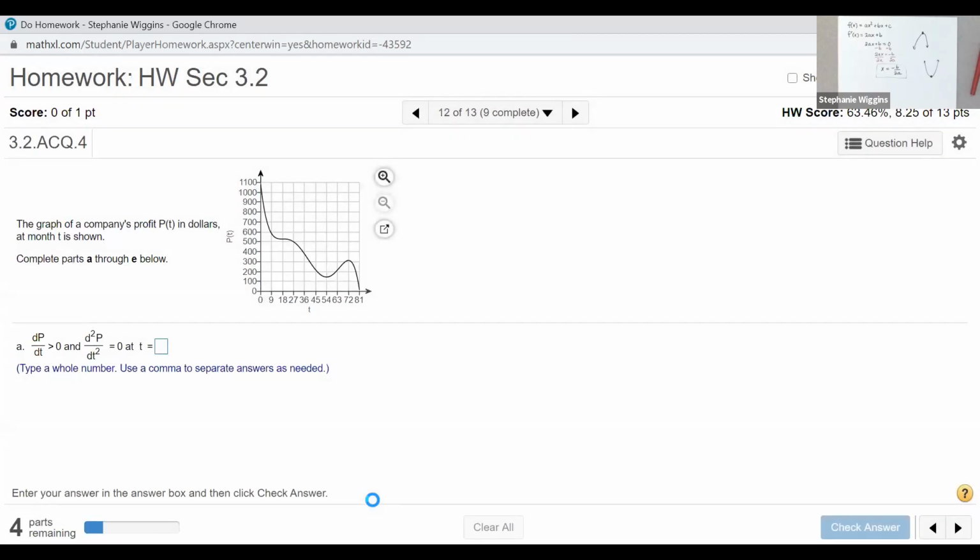All right. The graph of a company's profit, P of T in dollars at month T is shown. And we want to complete parts A through E. So there are 5 parts here. So there's a lot to this actual problem. So here we go. We're looking at when the first derivative is greater than 0. So that means it's positive. And here we're looking at the second derivative equal to 0. So that means it's an inflection point. So we're only going to be looking at the inflection points.